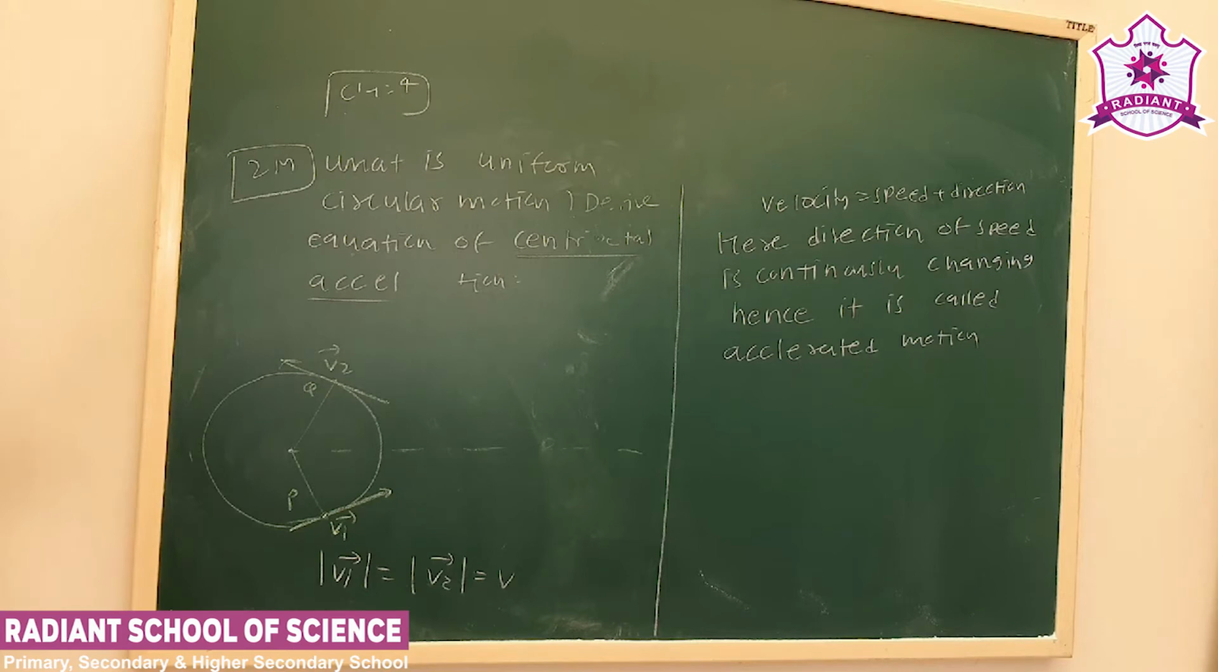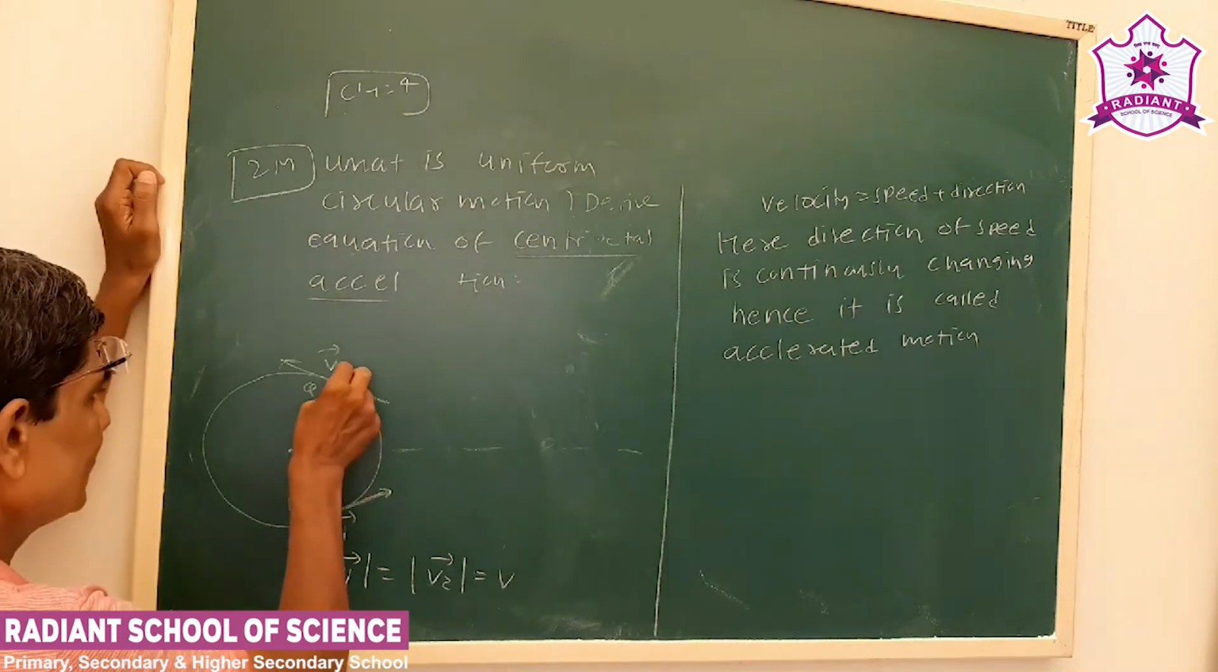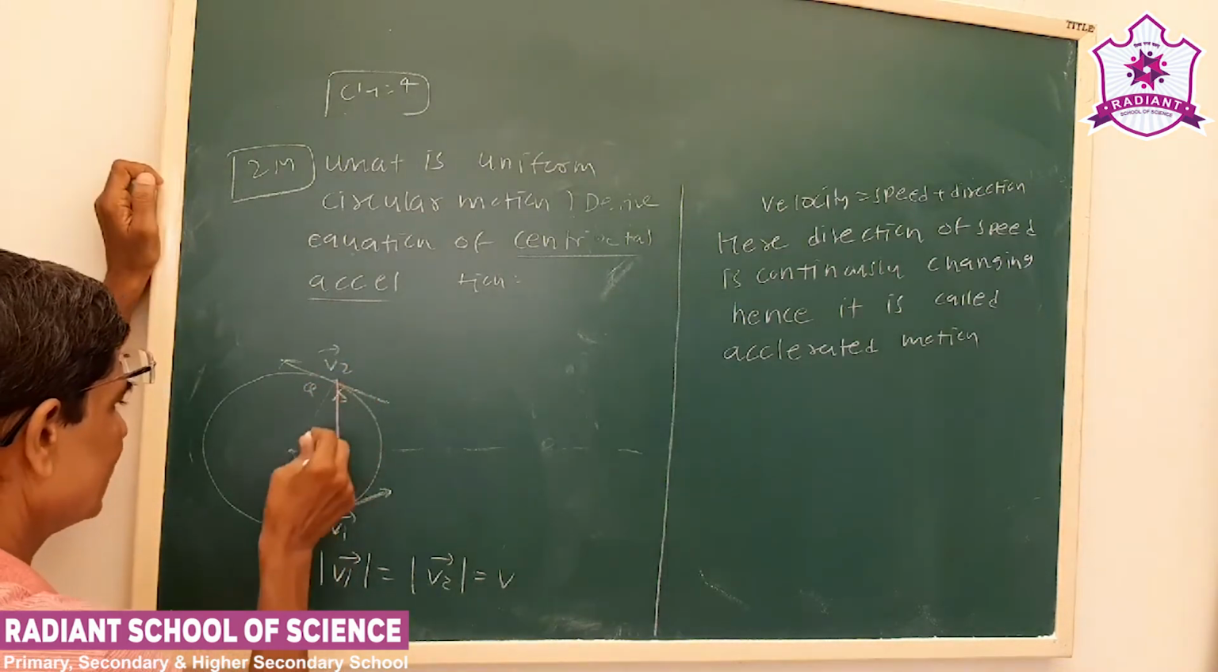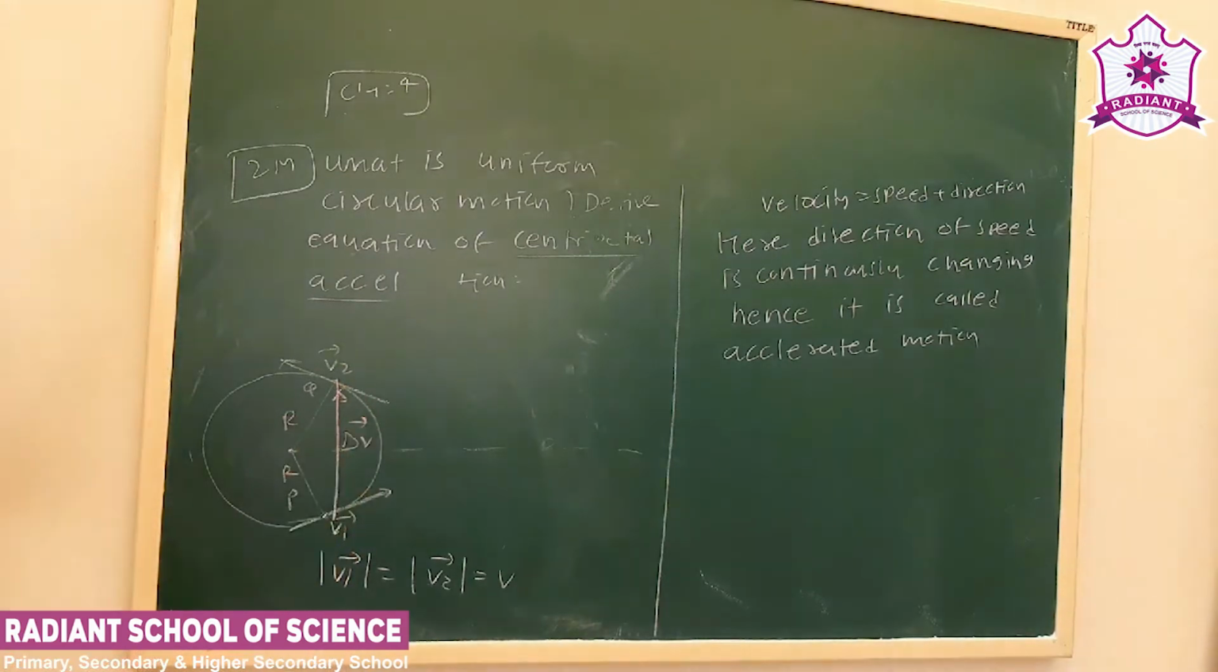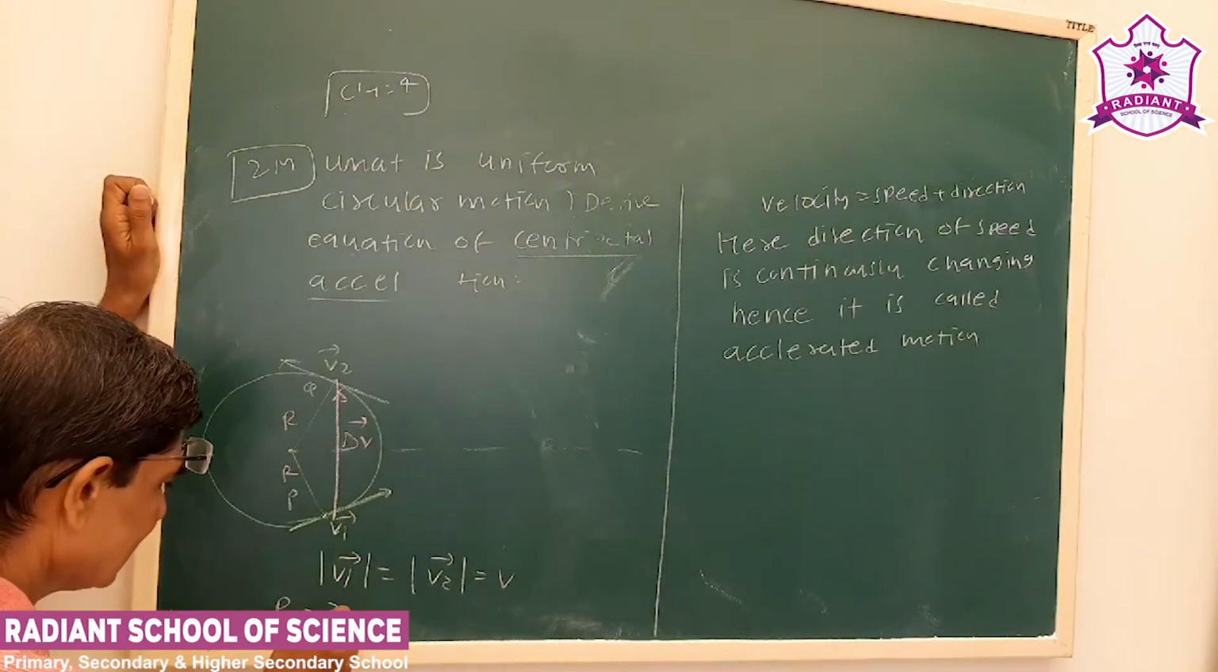Now see, the change in position is delta r. It is a displacement vector. See here, r is the radius of the circular path. Delta r is the change in position. So r is the radius.